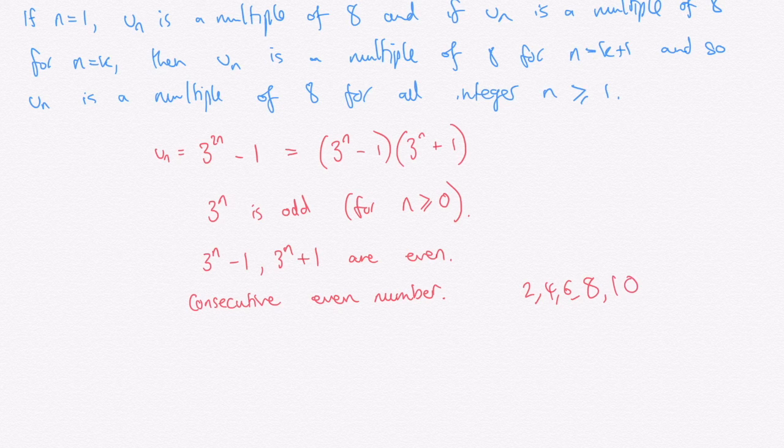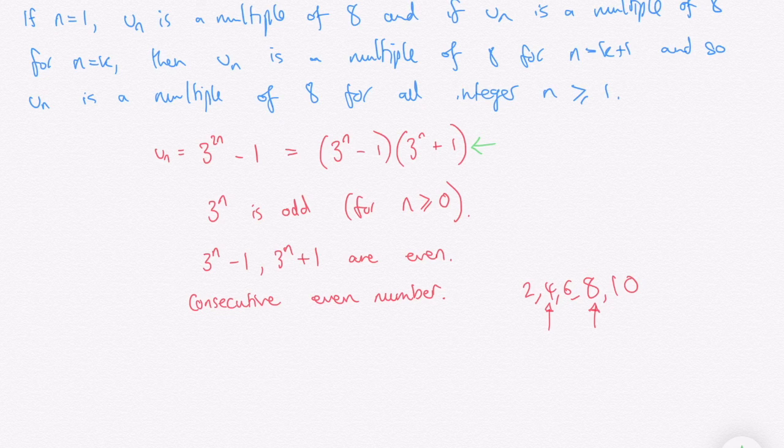Notice that every other number is a multiple of 4. So what do we have in our expression here? We have one number that is definitely a multiple of 4 and another number that is definitely a multiple of 2. So this definitely has a factor of 8.